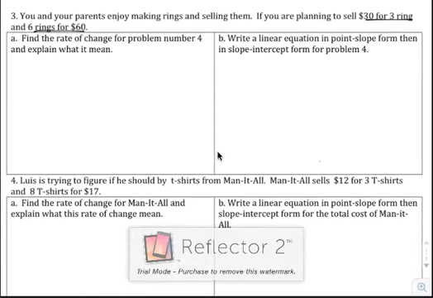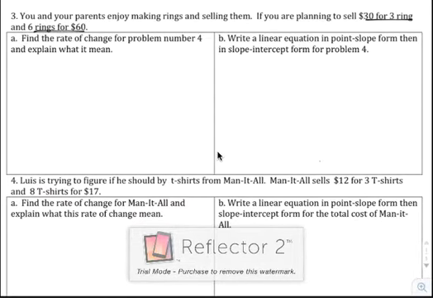Okay, 3 rings for $30. Explain its meaning. A lot of you will not explain this. And then 6 rings for $60. So x1, y1, x2, y2. Find the rate of change. That means the change in y over the change in x.